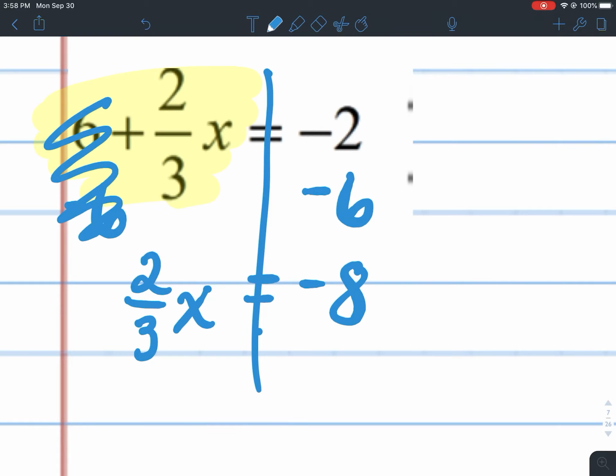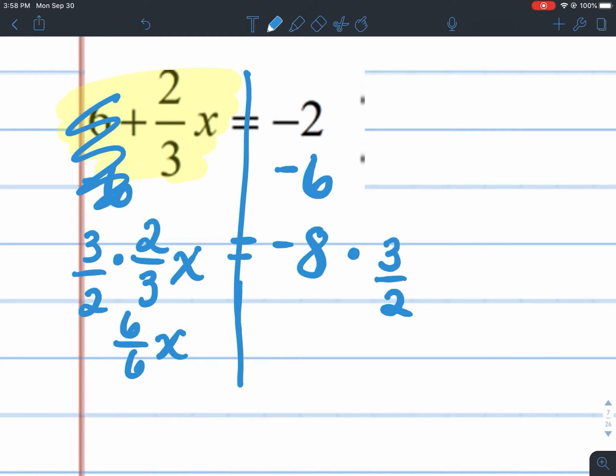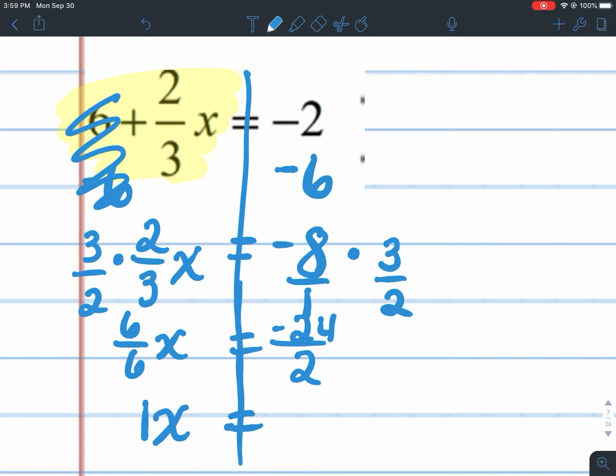So if we're trying to figure out what 1x is, because right now we only know what 2/3 x is, we multiply by the reciprocal on both sides, which gives us 6/6 x. And then if we multiply these together, that's -8 times 3, which is -24, and 1 times 2, which is 2. And then that'll simplify. 6/6 is just 1x. -24 divided by 2 is -12. Or again, just x equals -12.